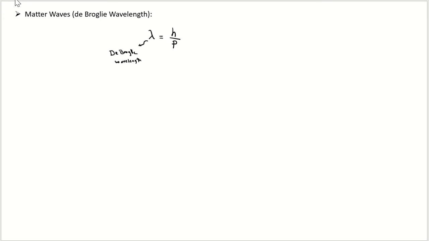Of course, in meters. This is the Planck constant. And this is the momentum of the moving particle. Now, how was this derived?